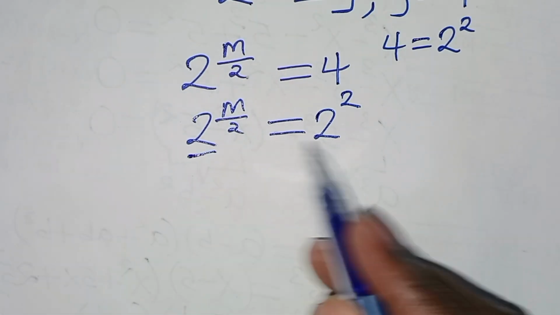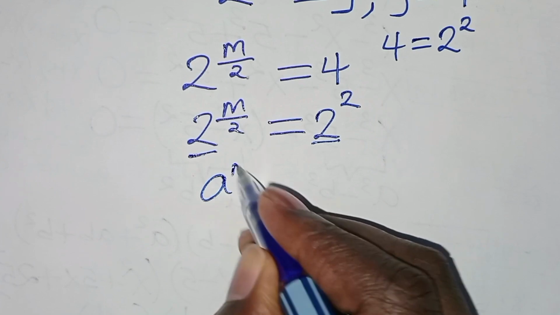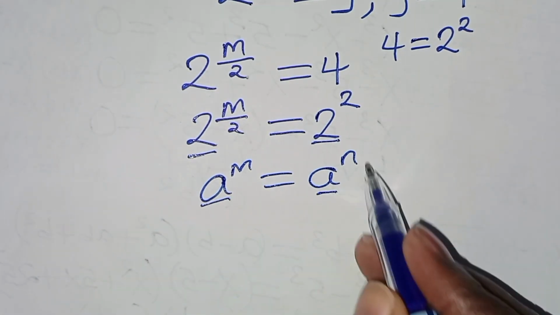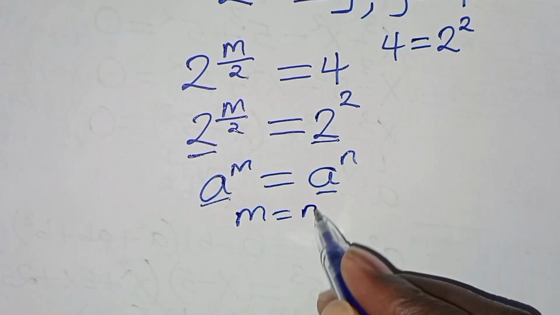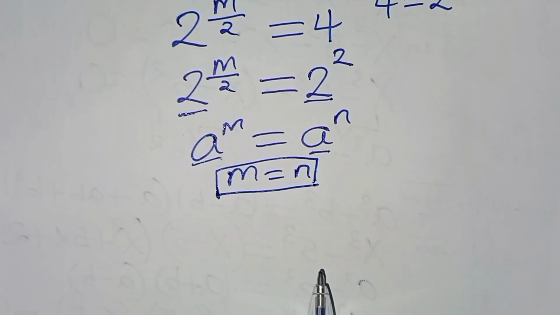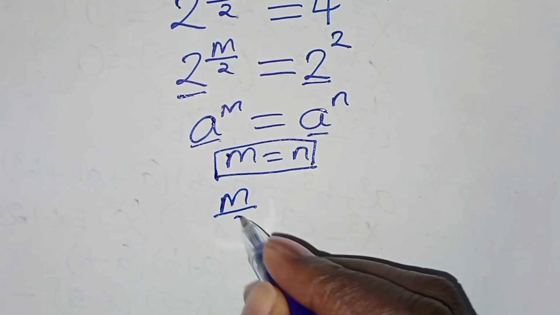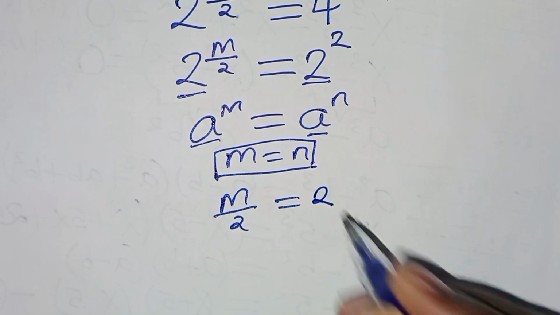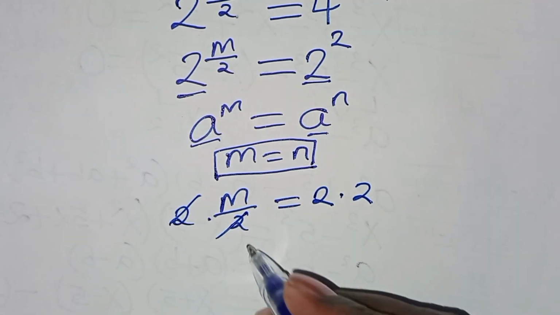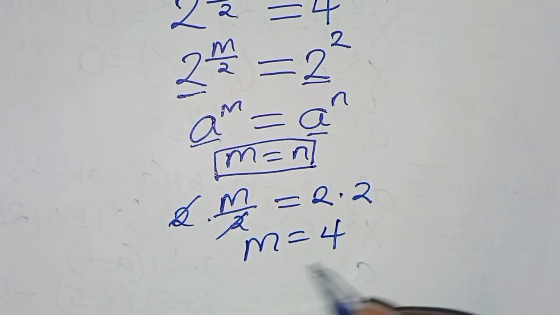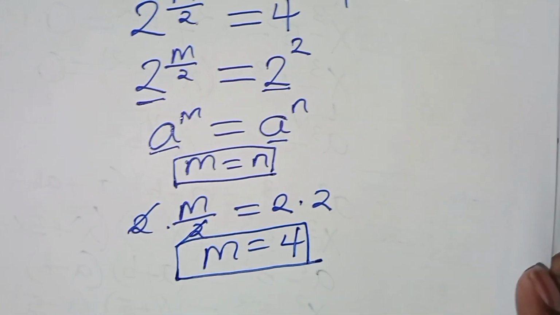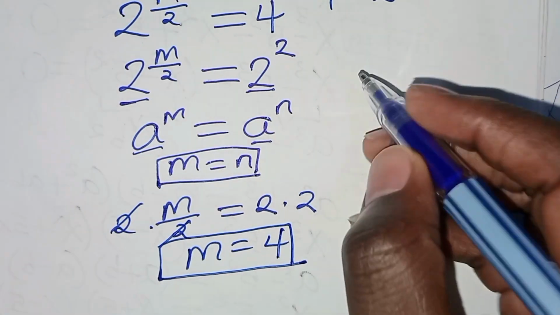And given that the bases are common here, that is a to power m is equal to a to power n, and bases are common here, the exponent m is equal to n. Applying this property, then here we'll have m over 2. This is equal to 2. So let's multiply both sides by 2 here. And therefore, m is equal to 4. The value of m is equal to 4. Now, the next step here is to verify.